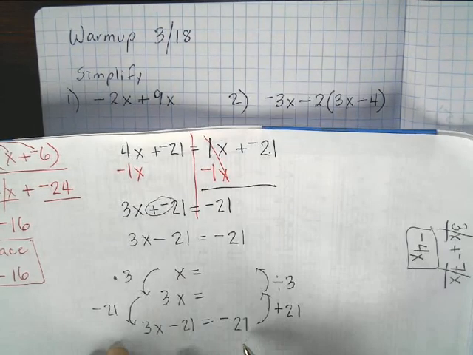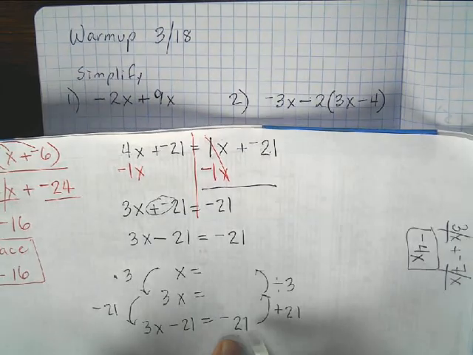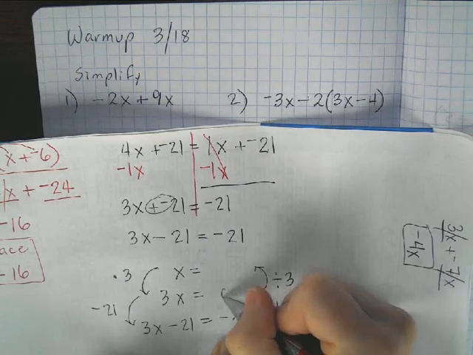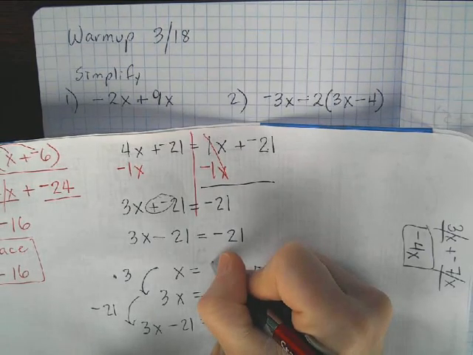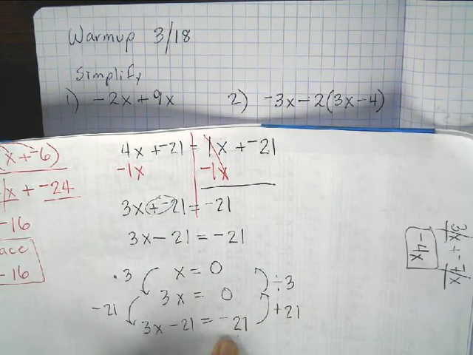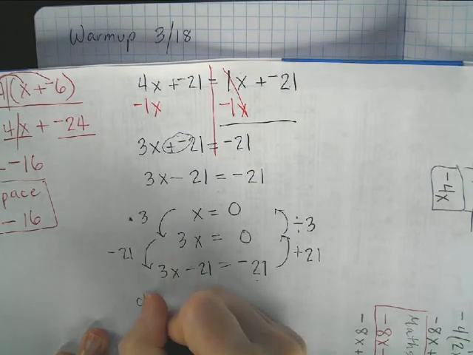So negative 21 plus 21, they are opposites. When you add opposites, that equals 0. 0 divided by 3 is just 0. Oh my gosh. Is that okay? Does that work? Well, let's check it. So I'm going to do a check.